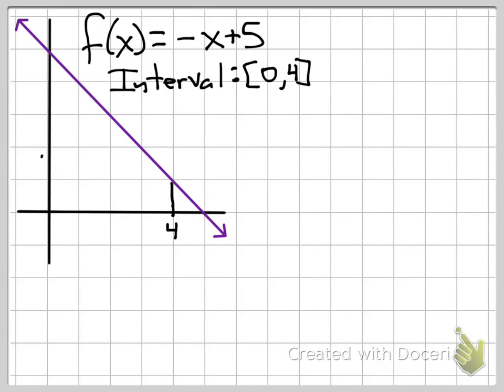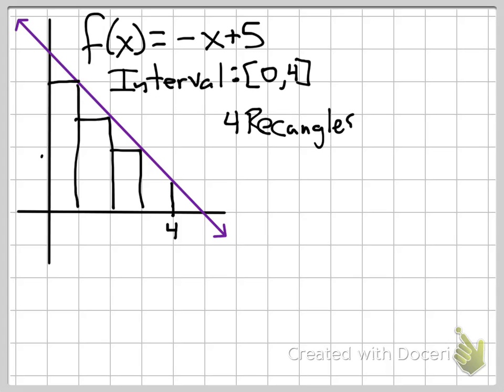So we're looking at solving our area under the curve, or area of the function, problems. We're given our first one as f of x equals negative x plus 5 over the interval from 0 to 4. Let's first look at this as if we have four rectangles to find this area. Since I have an interval of 4 units, each one is going to be 1 unit wide. So if I sketch this, there would be my 4 rectangles.